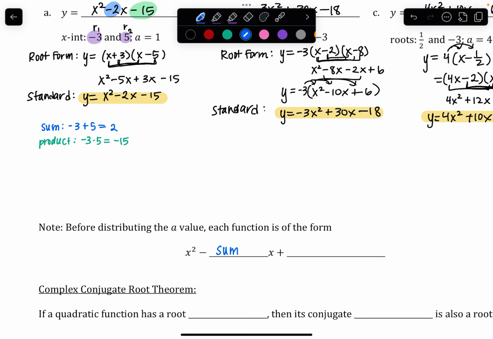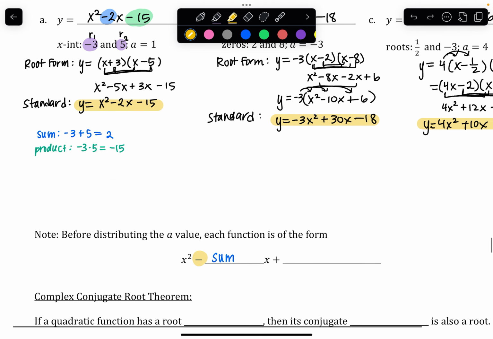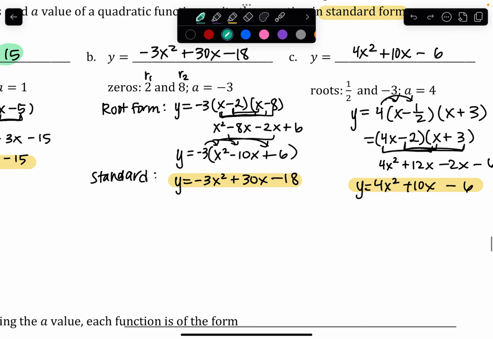of the sum. Okay, the opposite of the sum. That's what that minus sign here means. So that's one thing a lot of people forget. So minus 2x. And then the last term will always be the product of your roots. And don't change the sign. You keep it exactly the same. So my product was -15, and I see a -15 here. Okay, and so you can see that here before we distributed the -3.